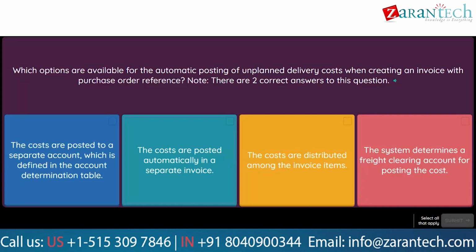Option 2. The costs are posted automatically in a separate invoice. Option 3. The costs are distributed among the invoice items. Option 4. The system determines a freight clearing account for posting the cost.